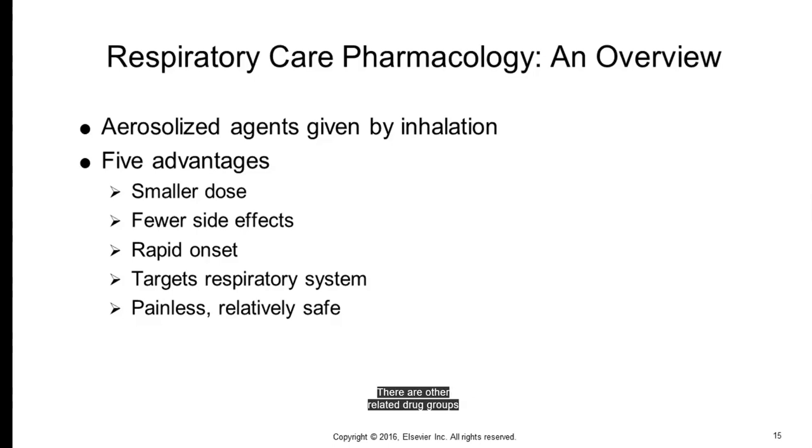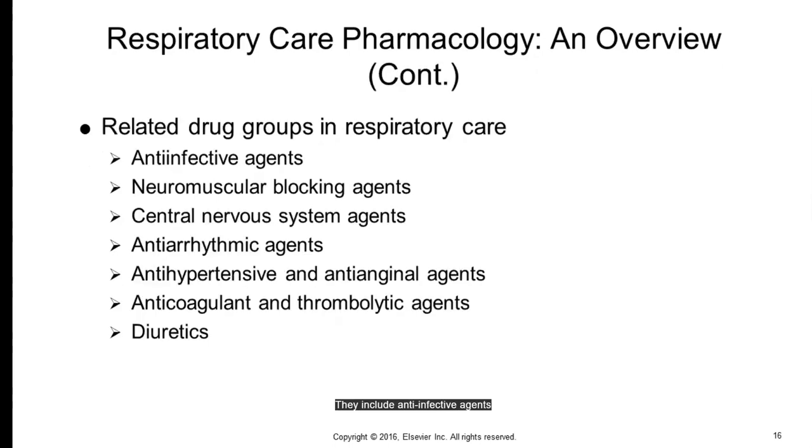There are other related drug groups in respiratory care, most of which we'll cover in subsequent lectures. They include anti-infective agents such as tobramycin for Pseudomonas infections and cystic fibrosis or bronchiectasis, neuromuscular blocking agents, which are commonly used in rapid sequence intubations such as succinylcholine, central nervous system agents that we often see in the ICU for sedation such as propofol, antiarrhythmics often used in both the ER and ICU, antihypertensives and antianginals used to treat hypertension and angina, anticoagulants and thrombolytics for pulmonary emboli prevention, and lastly, diuretics often used in congestive heart failure patients.